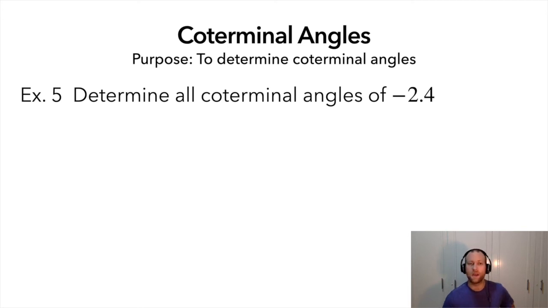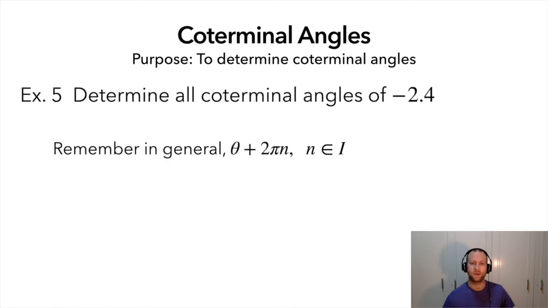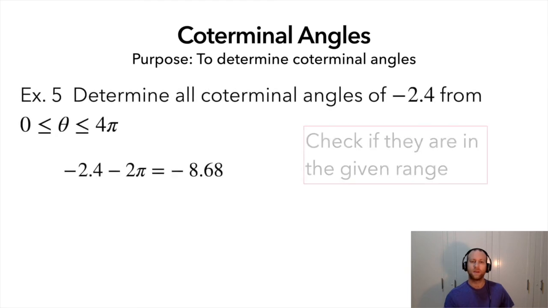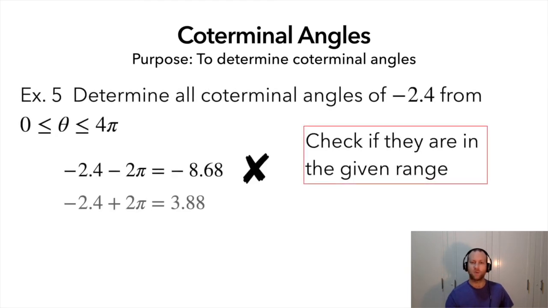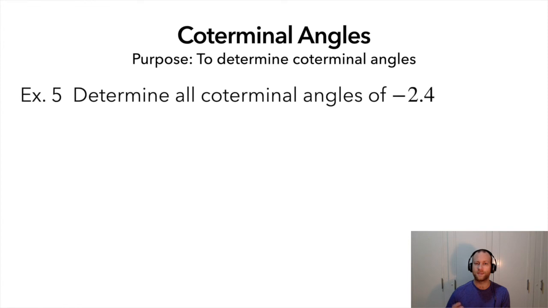Oh yeah, so this one's saying determine all of the coterminal angles. So not just the ones that are in a range, I want every single coterminal angle. So if I'm looking at this, these are each coterminal angles of negative 2.4, but this is not every single coterminal angle. This is just 4 of them. This question is saying I want every single one of them.